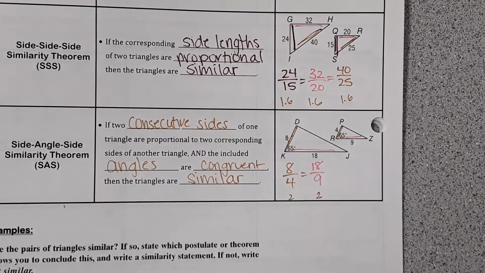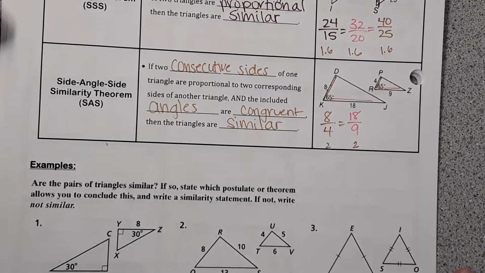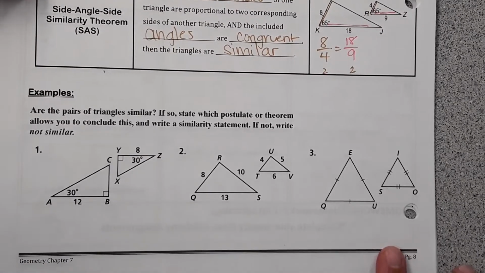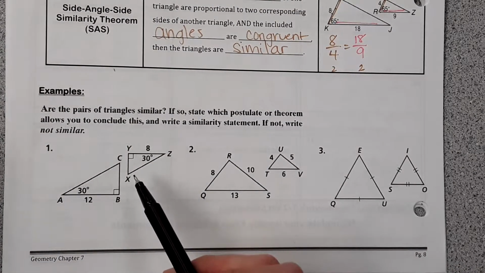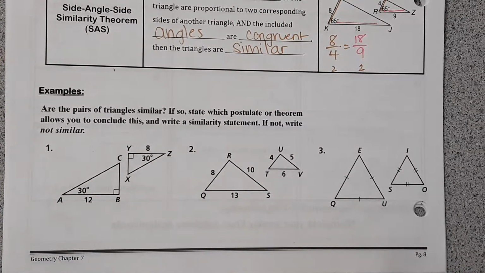Ready to move down to the examples? Okay, so now we're going to look at some examples. It wants us to determine if the triangles are similar, and then write a similarity statement if they are similar.